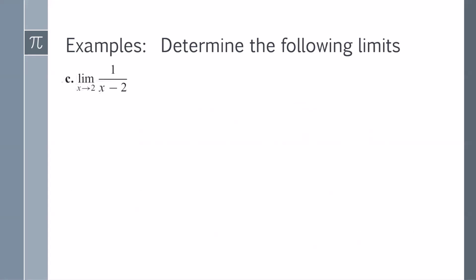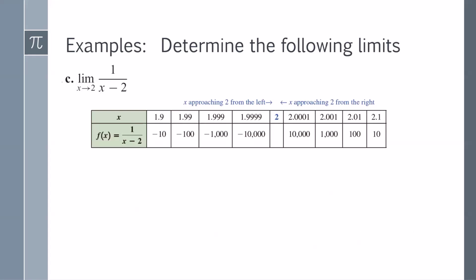Here's another example. We want to determine the limit as x approaches 2 of 1 over x minus 2. Again, we can look at a table of values. As we approach from the left, we've got y values of -10, -100, -1,000, -10,000. And again, those are for values of x that are a little bit smaller than 2. When we look at values of x that are a little bit bigger than 2, we get values like 10, 100, 1,000, 10,000.